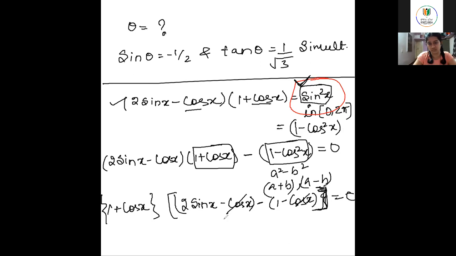So either one of them is 0, either this or this. I can either write a solution for cos x is equal to minus 1, or a solution of sin x is equal to 1 by 2. You have to find both the solutions, and either one of them is possible. You have to find the values of x, or the values of the angles, for which this is possible. Okay, any doubts in this question?